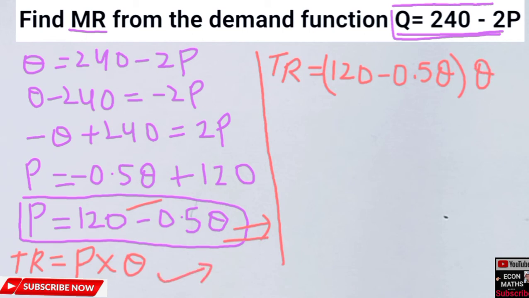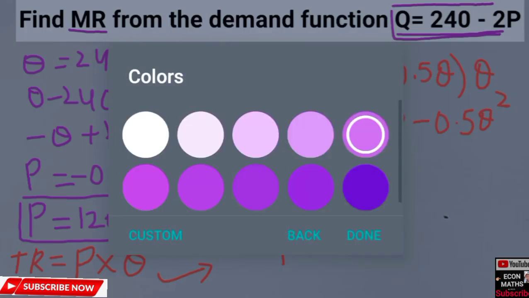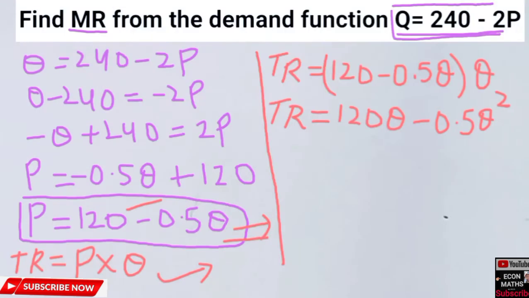Now multiplying this will give us TR is equal to 120 times Q, that is 120 Q, minus 0.5 Q times Q is equal to 0.5 Q square. So this is our total revenue function. Now I will show you how to find the marginal revenue.